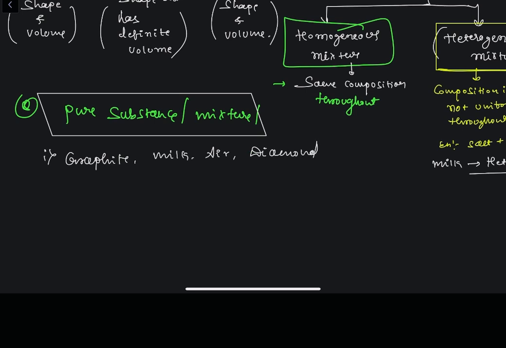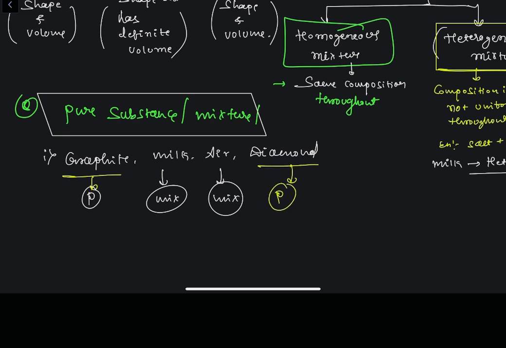Basic terms are there, but still you'll get confused. Graphite is actually a pure substance. Milk is, as I mentioned, a mixture. Air is also a mixture, right? Don't say, oh, air is nothing but oxygen. Diamond is a pure substance because it is made up of only carbon particles. This is the way they will ask.